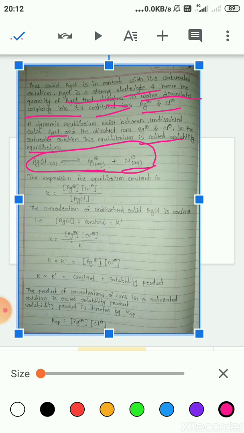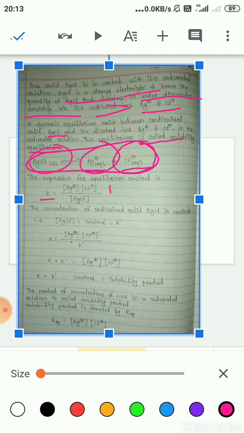Now we have seen the equilibrium constant. How to write the equilibrium constant? The same concept we have to write here. The equilibrium constant, denoted by K, is equal to the concentration of Ag+ ion times the concentration of Cl- ion divided by the concentration of the salt.